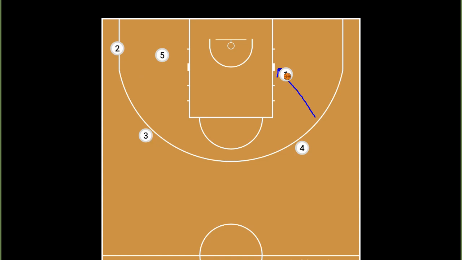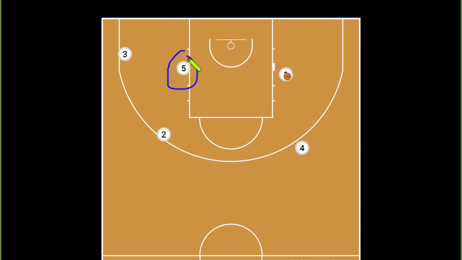So there's a couple different ways you can go about it. You can have number 2 come up and set a screen here for number 3 to move that way, right? Or, you could have number 2 and number 3 literally just switch, right? And then have number 5 step in for an extra screen on their way down. There's a few different options.